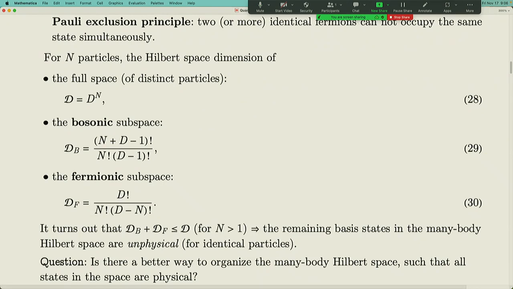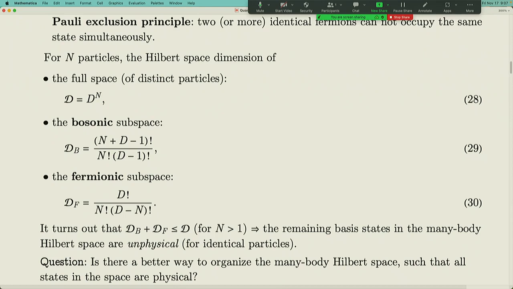Okay? So now let's count how many states there are in this many-body Hilbert space. At the very beginning, we start by constructing the full many-body Hilbert space of distinct particles. Because they are distinct, each particle can assume one of these d different possible states. And if you have n particles, then there are d to the power n distinct states. So d to the power n, that's a very big state space, with so many states.